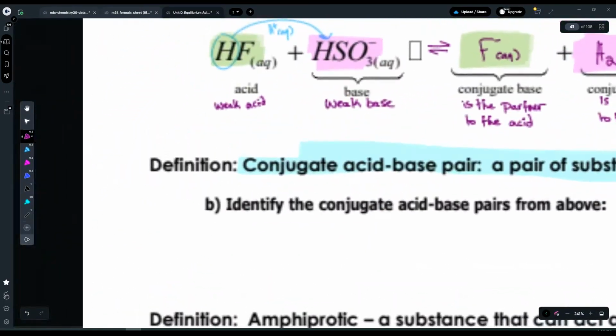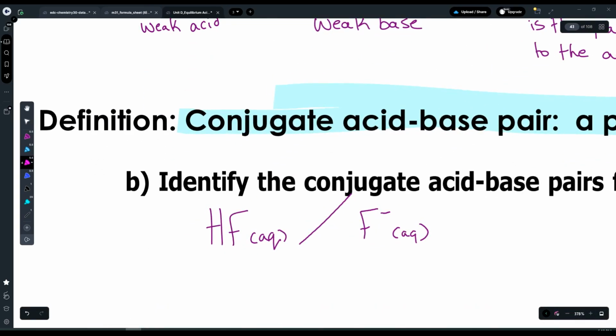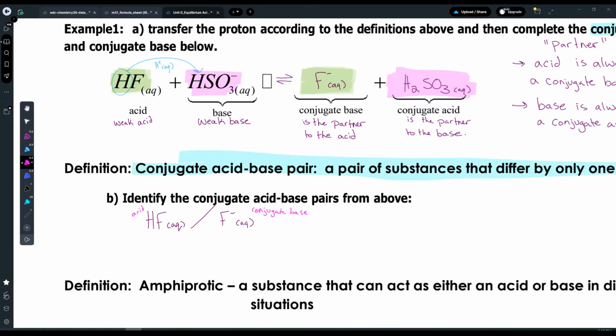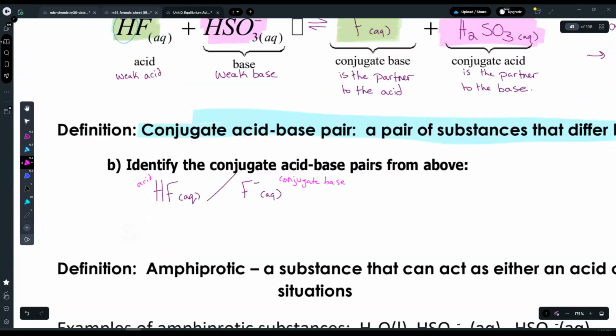So we got to write out the conjugate acid-base pairs. So for the first one, it's going to be hydrofluoric acid and the fluoride ion. That's the one pair. So again, this is our acid. This is the conjugate base. And then for the other pair, it was hydrogen sulfite ion with sulfurous acid. So the sulfurous acid is the H2SO3.